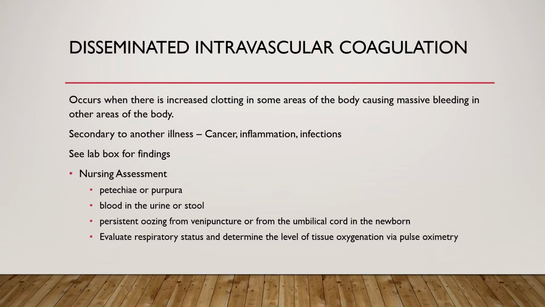DIC, disseminated intravascular coagulation, and I'm sorry this is so long, but we need to get this done. It occurs with increased clotting in some areas of the body. Usually it's secondary to another illness like cancer, inflammation, or infection. What you'll see is petechiae and purpura, blood in the urine. You're starting to see a pattern here. Persistent oozing. These kids are mortally ill.